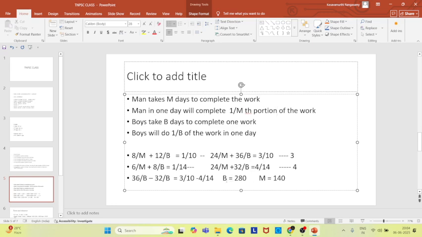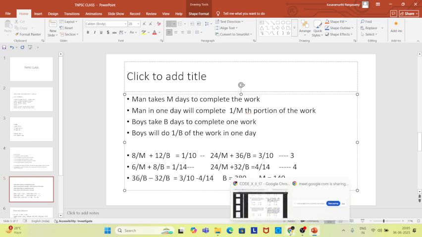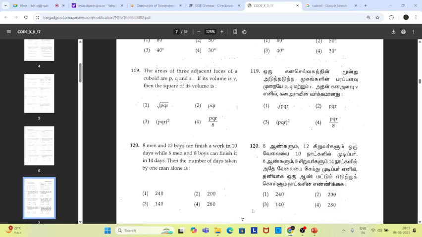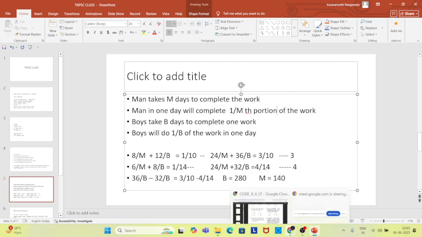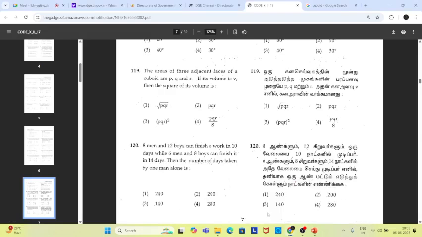That means the boy will take 280 days to complete that one work and the man will take 140 days to complete the work. So let us see what the question is, what is the answer given. The number of days taken by one man alone is, what is the answer then? 140. Because here we found boys take 280 days, man takes 140 days. So 140 is the answer. But you have to solve it, then only you can get it. Otherwise you will not get it.